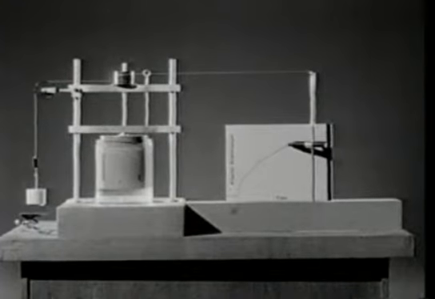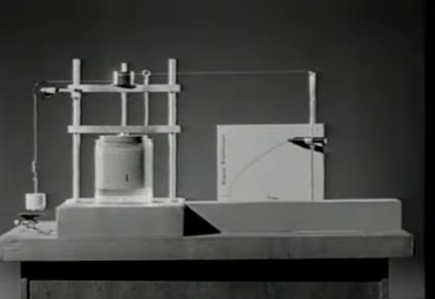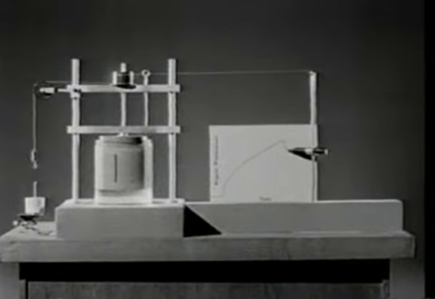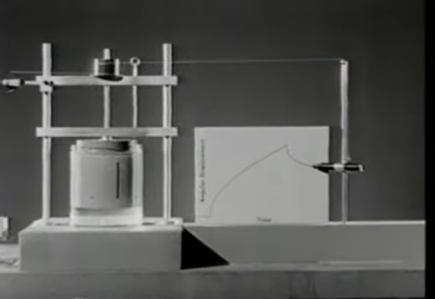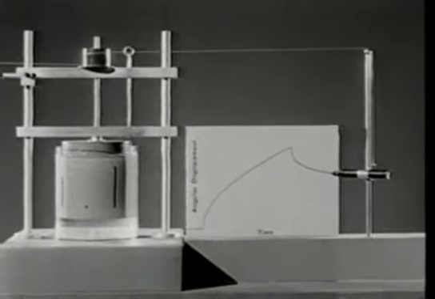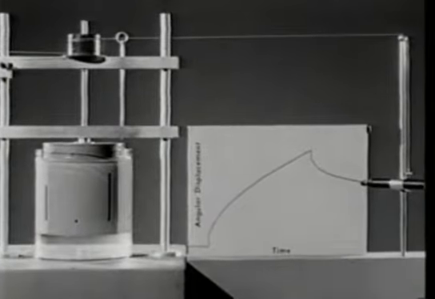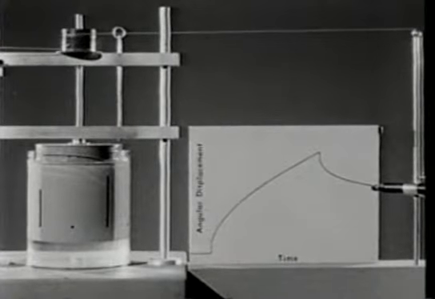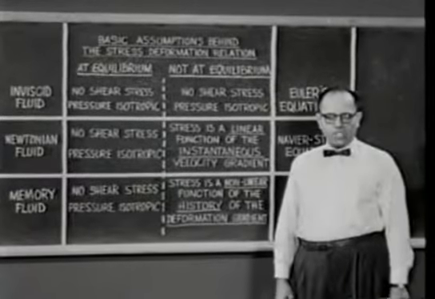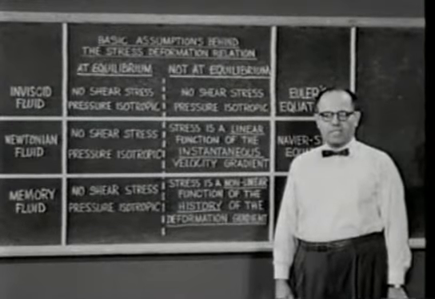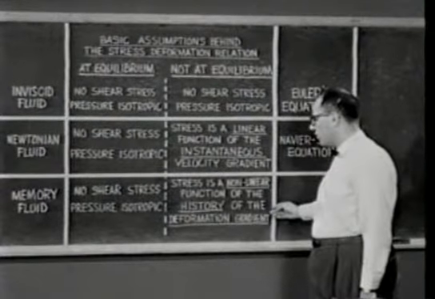When we remove the torque, we see the cylinder actually reverse its direction. Although no torque is being applied, the material is deforming because of the elastic character of the fluid. Not all the energy used to produce the flow was dissipated. Some was stored and then recovered. We have looked at some experiments showing that the stress depends on the history of the deformation.